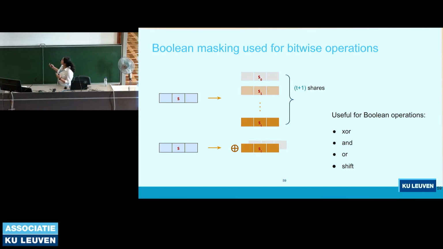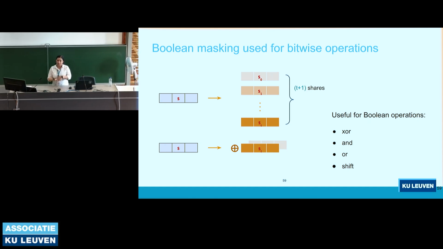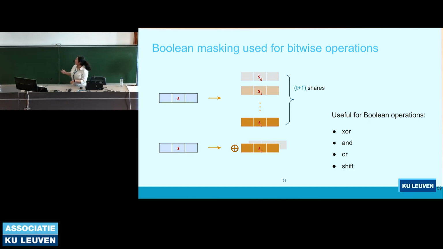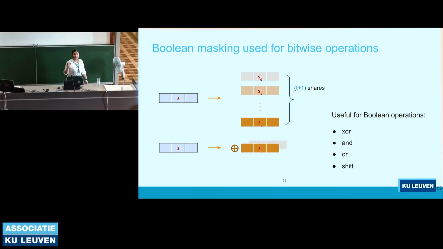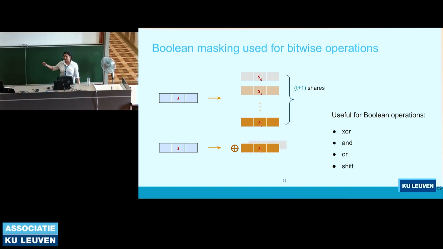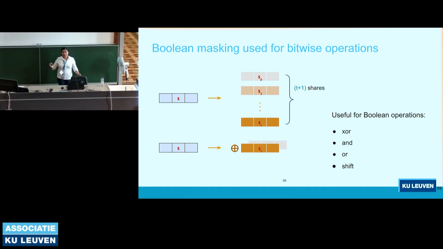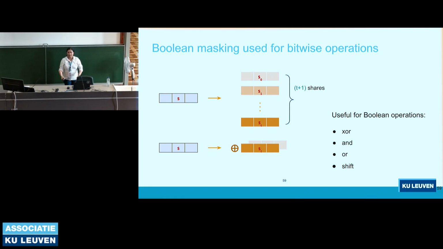And for that, we use Boolean masking. There, the relation is, if we do XOR on top of all the shares, we get back our original secret. And it is useful for all those bitwise operations, such as XOR, AND, or shift as well. Because shift is a non-linear operation if we use addition, right? So that's why we also need Boolean masking for that.